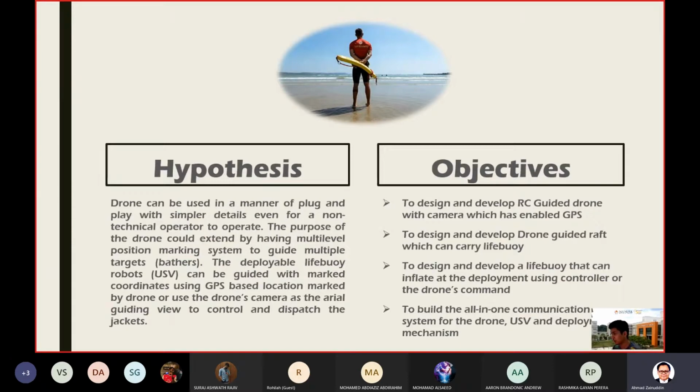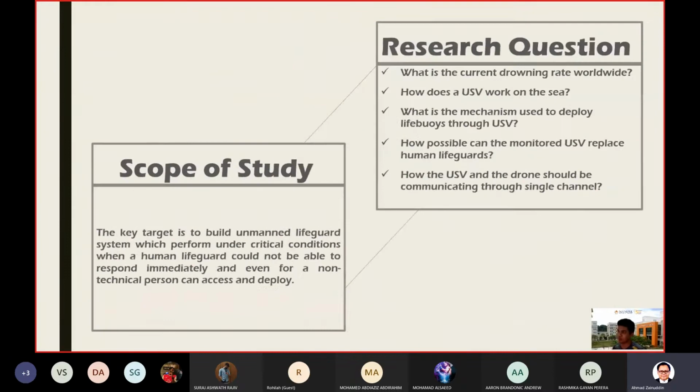And for the objectives, I have come up with: to design and develop an RC guided drone with a camera which has GPS enabled, to design and develop a drone guided raft which can carry a life buoy, to design and develop a life buoy that can inflate at deployment using a controller or the drone's command, and to build an all-in-one communication system for the drone, USV, and deployable mechanism, which is an important factor that should be simple enough to operate even for a non-technical person during an event.